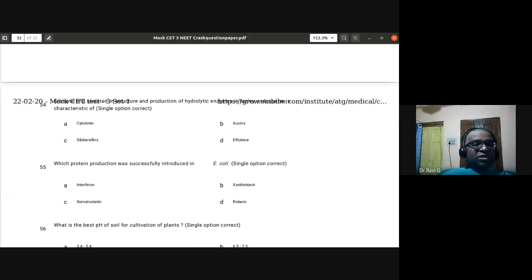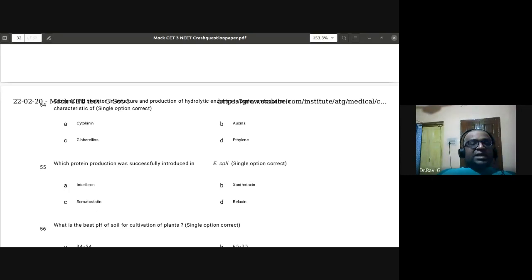See the 54th question. Gibbane ring skeleton in structure and production of hydrolytic enzymes in barley endosperm is characteristic of what? Cytokinin, auxins, gibberellins, or ethylene? It is characteristic of gibberellins.